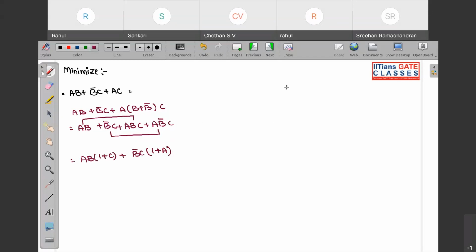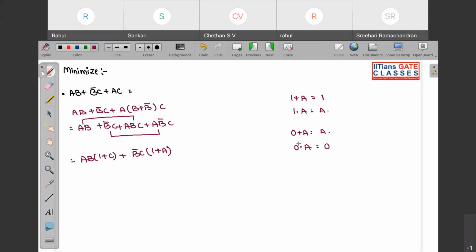Now, according to Boolean algebra, we should be knowing that 1 plus A is always equal to 1. 1 into A is equal to A. 0 plus A is equal to A. 0 into A is equal to 0. Now, A is a Boolean function, so A can take value either 0 or 1. It doesn't matter. Whatever the value, these are your Boolean identities.